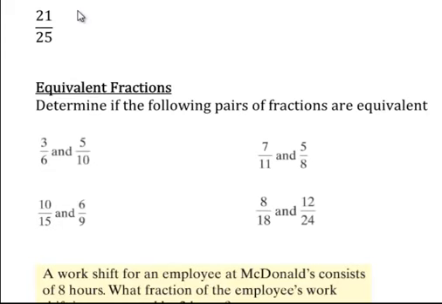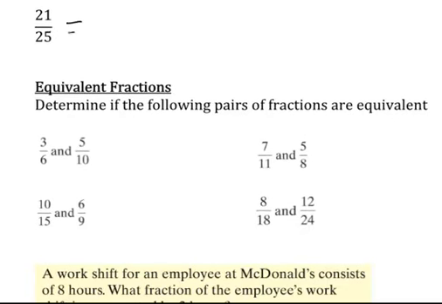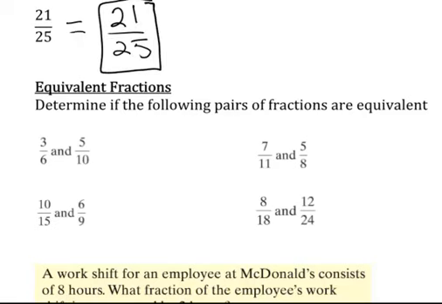Okay, so the next problem that I have here is we're still reducing 21 over 25. Now, if you look at your multiplication table and you say, okay, is there a row or a column where I see both the numbers of 21 and 25? You'll notice that you don't. So 21 and 25 is already reduced. We cannot reduce it anymore. So that stays as 21 over 25.